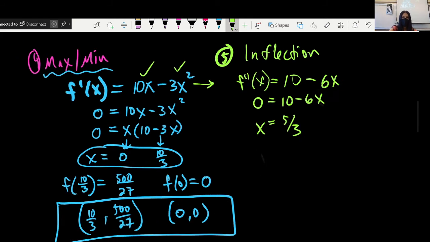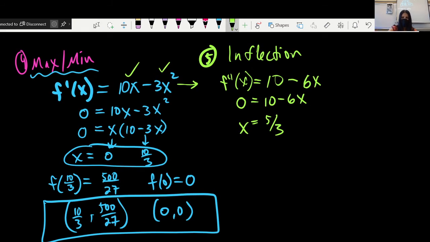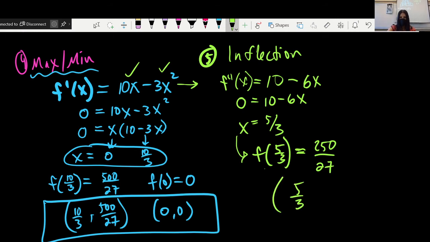And if I want the specific value, then I want to take that and plug it into the original, f of 5 over 3, into the original with no derivatives, no nothing. And again, I know that you all know how to do that, so I'm just going to tell you it's 250 over 27. So my point of inflection is 5 over 3 and 250 over 27. Do whatever you like. If you want to change that to a decimal, that might make a bit more sense. If you want to leave it as is, that's fine.